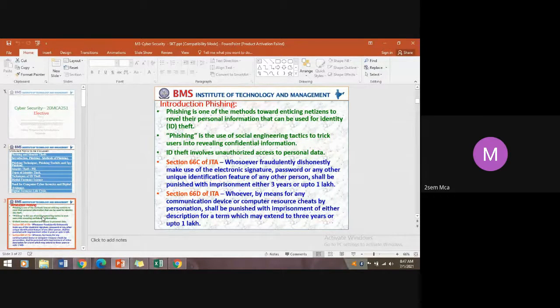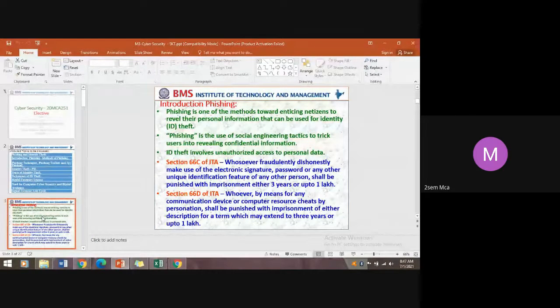So phishing is one method of enticing netizens to reveal their personal information that can be used for identity theft. Phishing is mainly focused on identity theft, meaning knowing another's information either by knowing them directly or unknowingly. Phishing is a technique to steal the personal information of those who are connected over the internet.